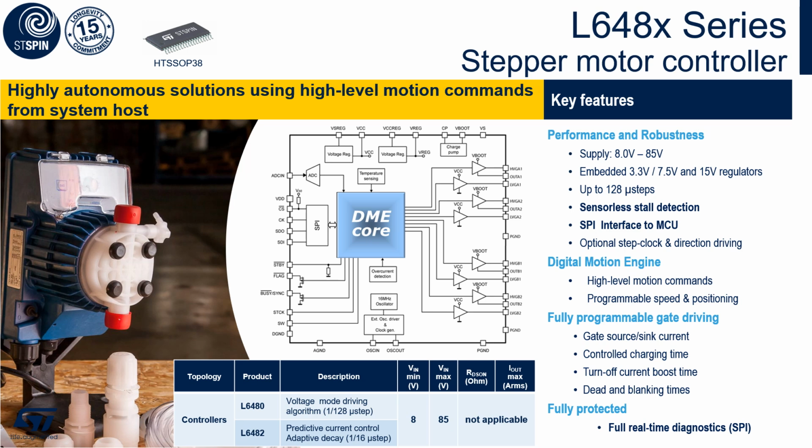For accurate positioning and higher system stability, the L6482 offers the predictive current control mode with an adaptive decay which works up to 60 microsteps. Key applications here are industrial printers, ATM machines, textile machines, and industrial automation.